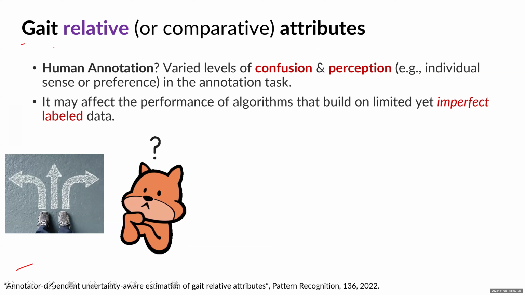But the goal is gait relative or comparative attributes. So when multiple human annotations are done, say 5 students annotated, they might be confused. They might not understand the perception of it properly, like individual sense or preference, just like which walking pattern is good, handsome, good looking, or not. And it may affect the performance of algorithms because you have imperfect labeling.